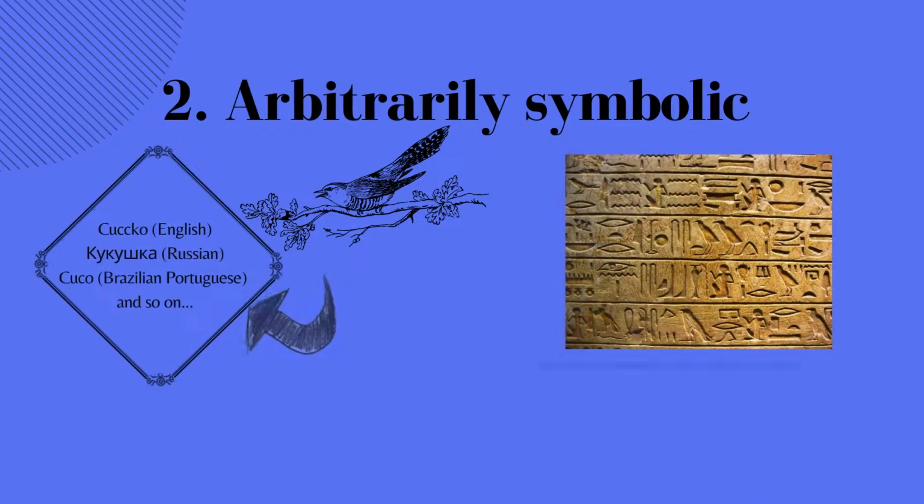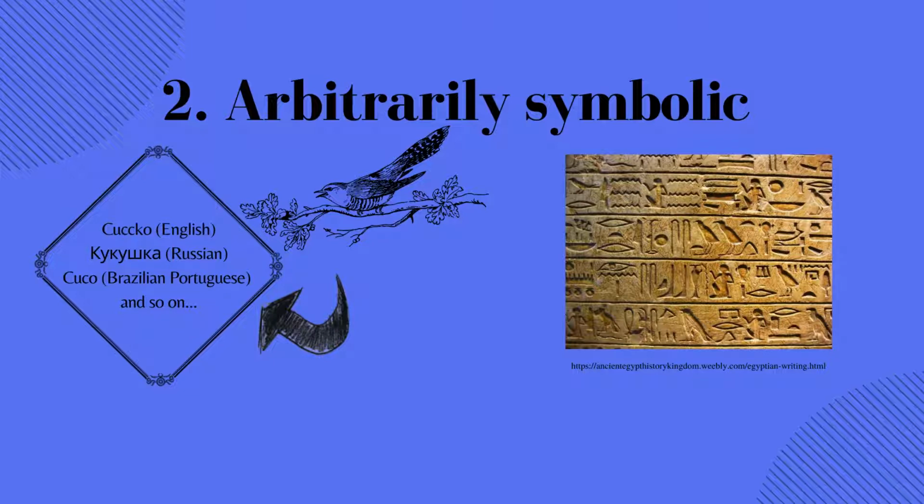2. Arbitrary symbolic. In other words, descriptive and direct when connecting a symbol with its purpose. This is a form of a system. For example, we're talking about an object or a thing. Let's see examples of these in different languages. In English, cuckoo. In Russian, kukushka. In Brazilian Portuguese, cuco. And so on.